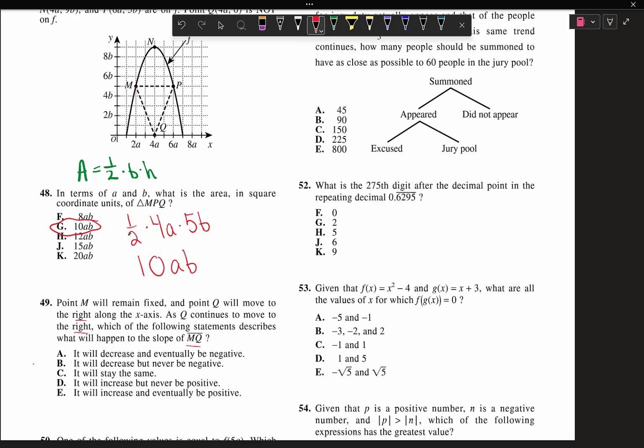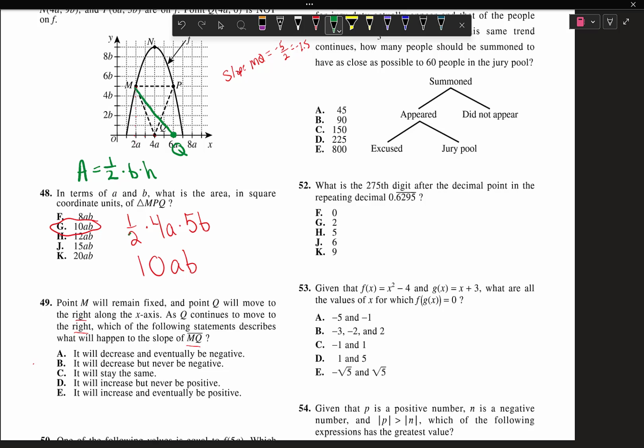And the rise over run is 1, 2, 3, 4, 5. And the run is 1, 2. So the slope of MQ to start with, negative 5 over 2. Or we could write that as a decimal, negative 2.5. Now, if we move that point Q to the right, let's just move it out here. So let's say this is the new point Q.